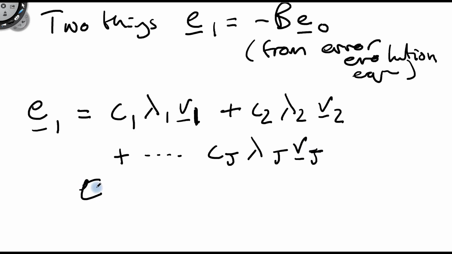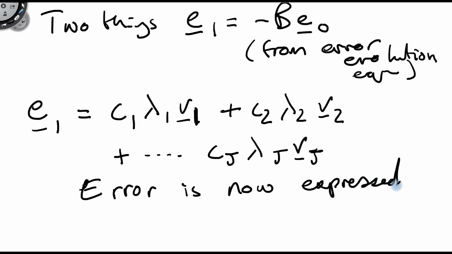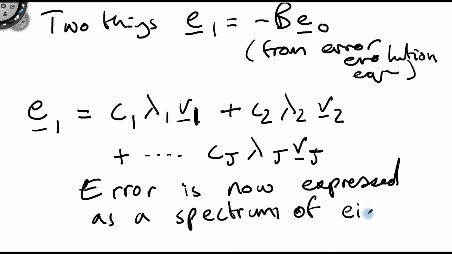So the error is now expressed as a spectrum of eigenvalues. Hence the word spectral theorem. We're splitting it up into a spectrum, a range of values, and then we're going to make inferences about that.